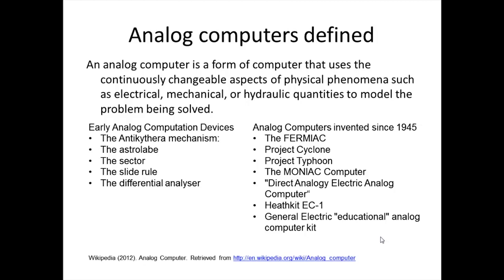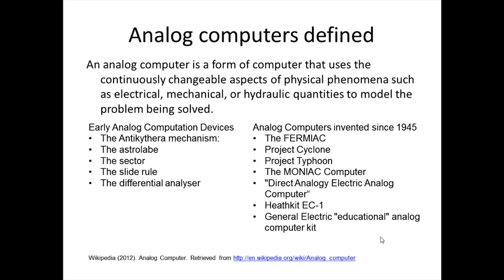The Fermiac, Project Cyclone, Project Typhoon, the Moniac computer, Direct Analogy Electric Analog Computer. There was a Heathkit, a kit-based computer called the EC1. And General Electric marketed an educational analog computer kit of a simple design in the early 1960s. Electronic analog computers were also created. This is all taken from Wikipedia, the analog computer page, and it's retrieved from the URL that is shown on the slide presentation.